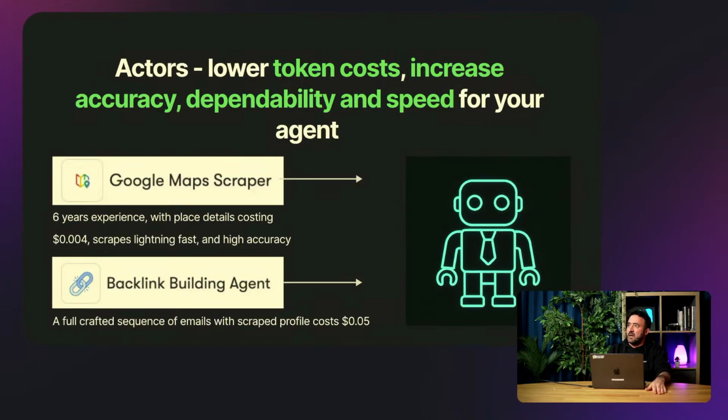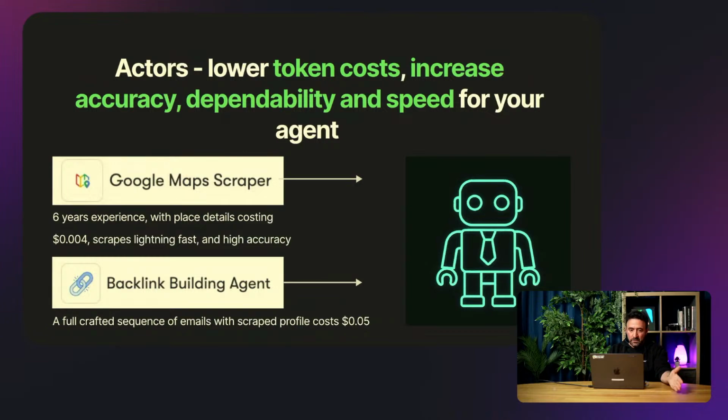All right, what does this mean? In reality, this means that you can lower your token costs. Instead of getting your LLM tool or AI to try to scrape that website, you already know that you can use a deterministic actor that has scraped that website before. This increases accuracy, dependability, and speed. So for example, when you're trying to scrape something like Google Maps in the Apify Store, you can scrape that for less than 0.04 cents. It's lightning fast and it has high accuracy.